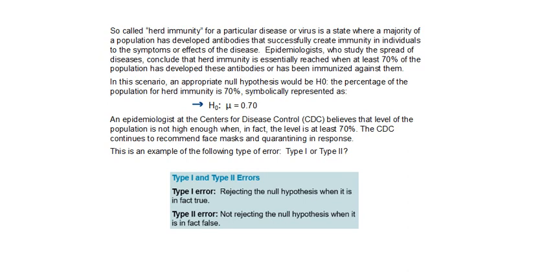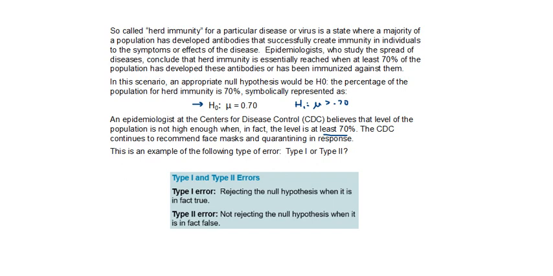Well, our null hypothesis is that the mean is 70%, and our alternative hypothesis, if we were to state it, would be that the mean is greater than 70%. And we actually find, in reality, the level of herd immunity, the level of immunity in the population, is greater than 70%. What type of error have we made?